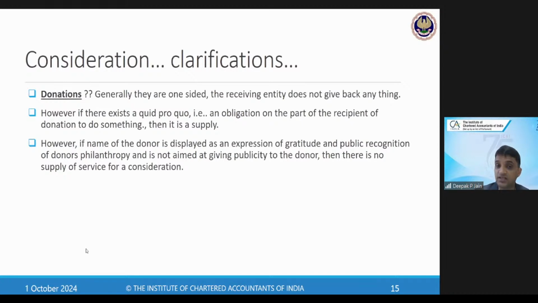So the person who receives the consideration is always the supplier, because the person who receives the money cannot be the receiver. He will be the supplier. Once a person receives the consideration, he is the supplier. The NGO received the money, correct? The NGO received the money, so it means he is the supplier. So the NGO will be liable to GST.